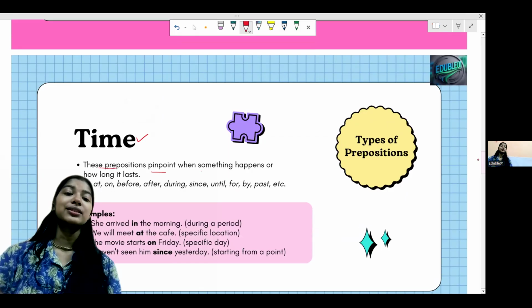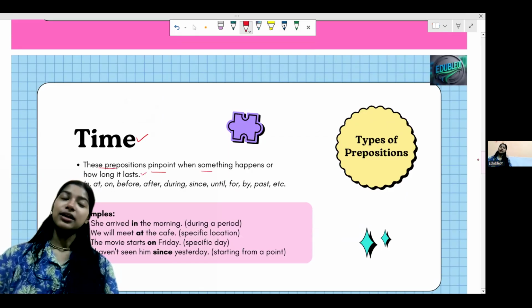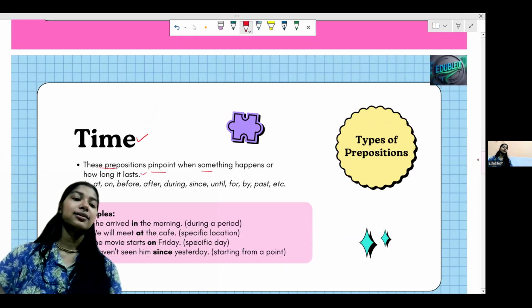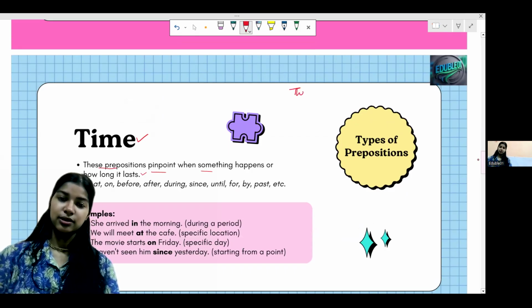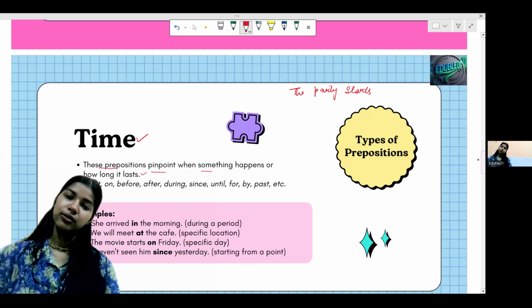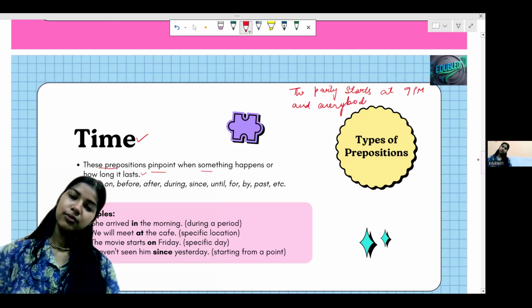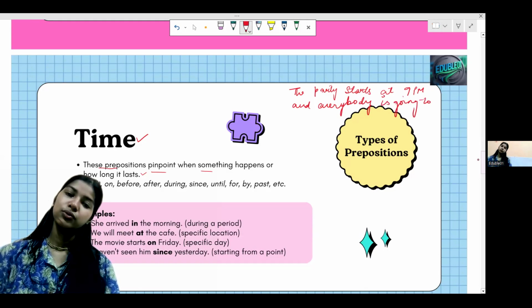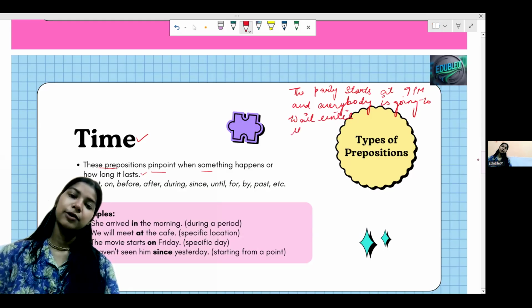These prepositions pinpoint when something happens or how long it lasts. If we take one example, let's say: the party starts at 9 p.m. and everybody is going to wait until the birthday girl arrives.